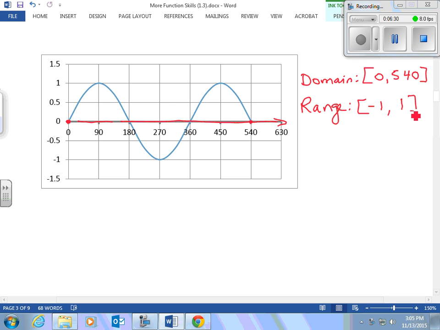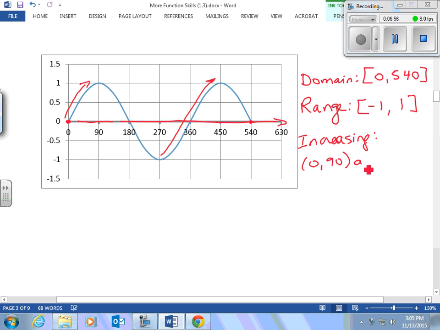So let's look at increasing intervals. What are the values of x over which the function is increasing as we go left to right? You can see that we have an increasing section here, and we have another increasing section here. So we can describe those two intervals. One of them is 0 to 90, and one of them is 270 to 450.